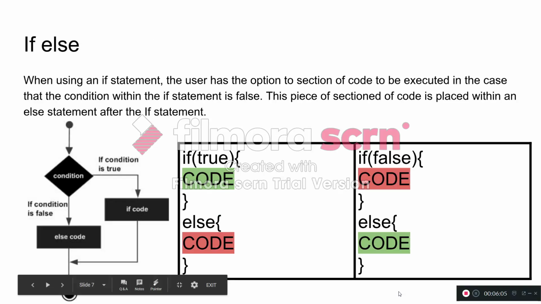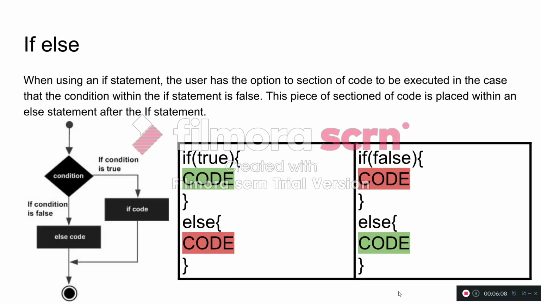Now we can get a little bit more complex with the if statements. Basically, when using an if statement, the user has the option to section off code to be executed in the case that the condition within the if statement is false. This section of code is placed within an else statement after the if statement. Now, what this means is that if we have a conditional statement whose code does not run, we can section off another piece of code to run in the case that the if conditional statement is false.